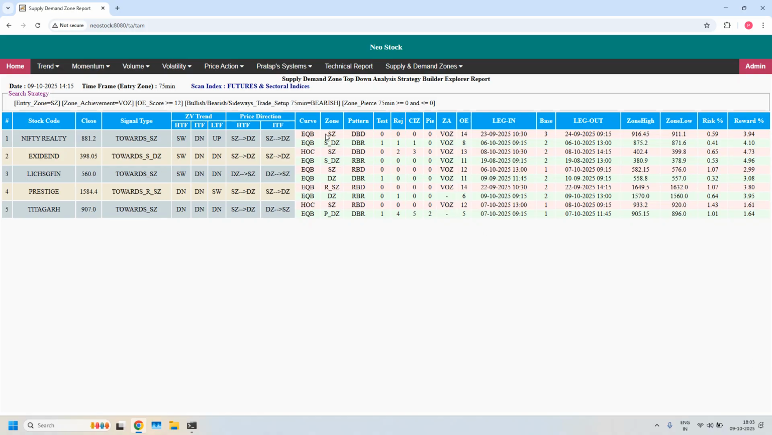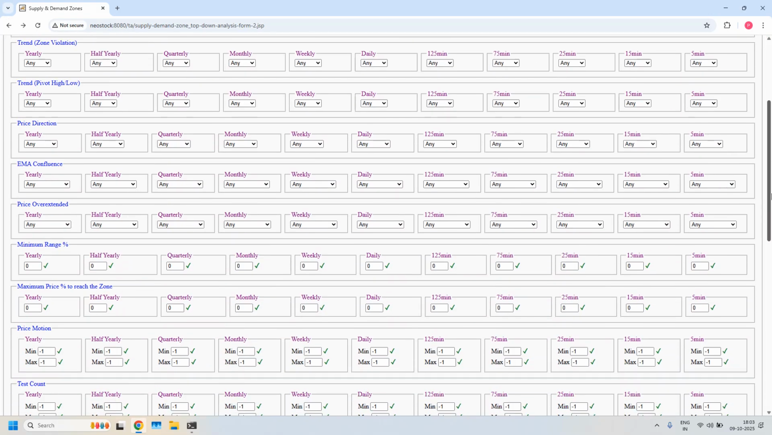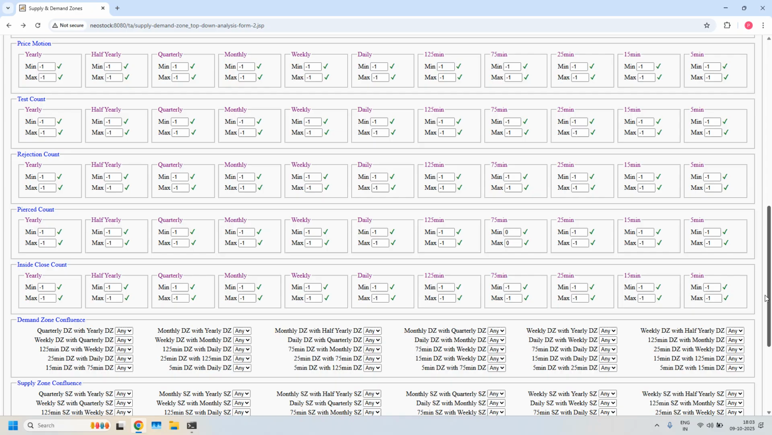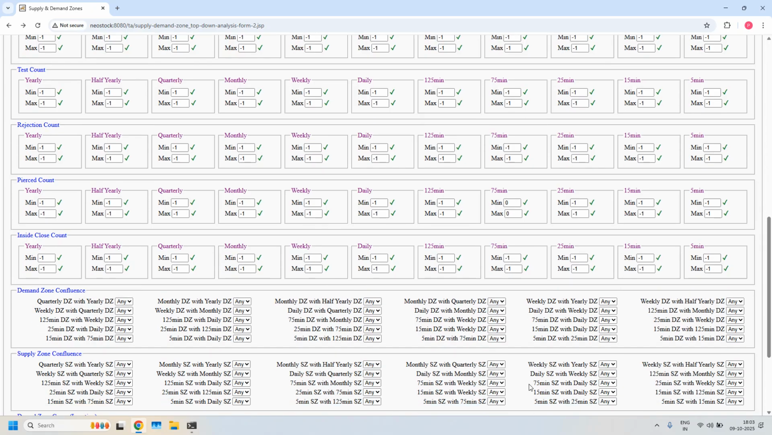And all the entry time frame zones are 75 minute supply zones. So out of these 5 75 minute supply zones, let us identify high probability trade setup 75 minute supply zones based on 2 different strategies that you learned in lesson 27. The first one is LTF and ITF supply zone confluence, and then ITF EMA confluence. That is 75 minutes and daily supply zone confluence enabled.